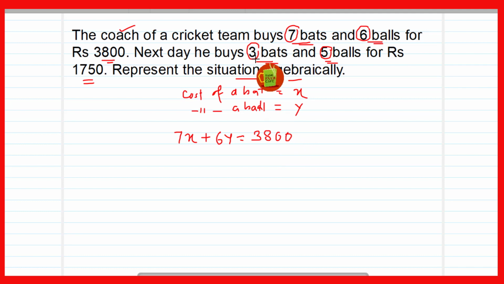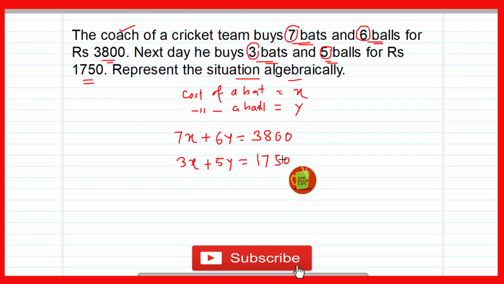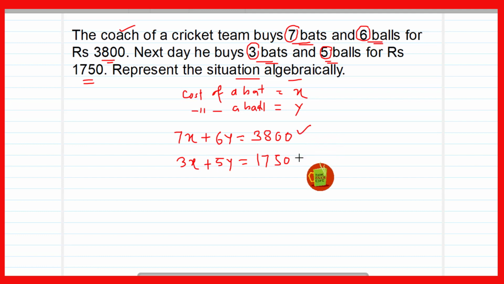But on the next day he buys 3 bats, and the cost of each bat is X rupees, so the total cost of 3 bats will be 3X, plus he buys 5 balls, the cost of each ball is Y rupees, and the total cost of 5 balls will be 5Y, and the total cost is given as 1,750. So friends, we have expressed these statements algebraically, and this will be your answer. Now move to the next question.